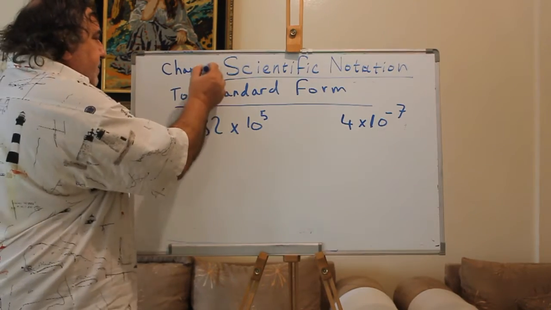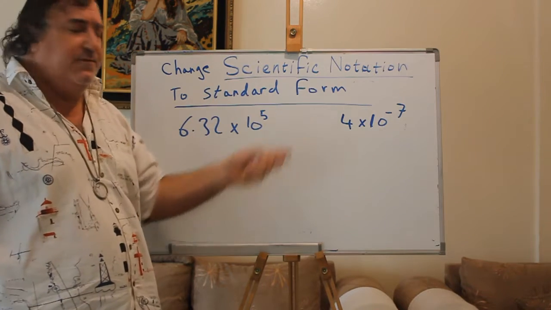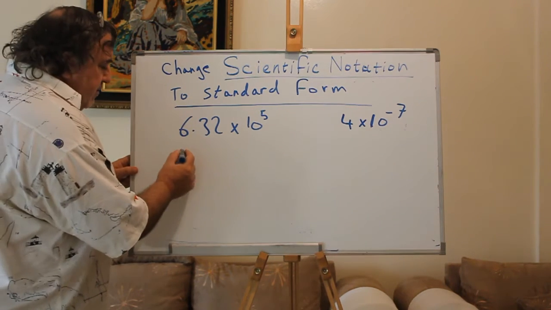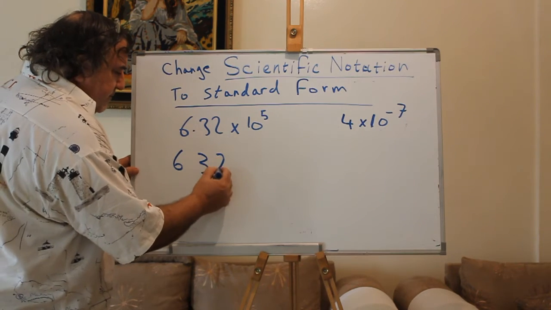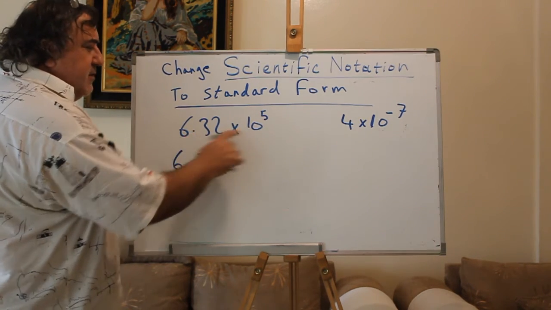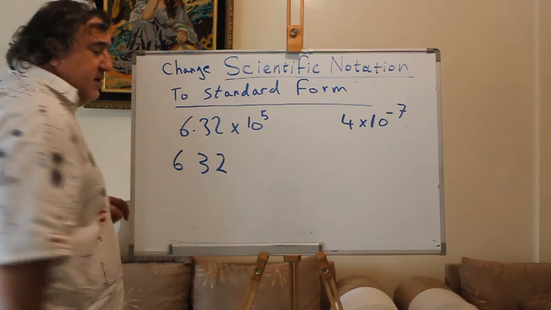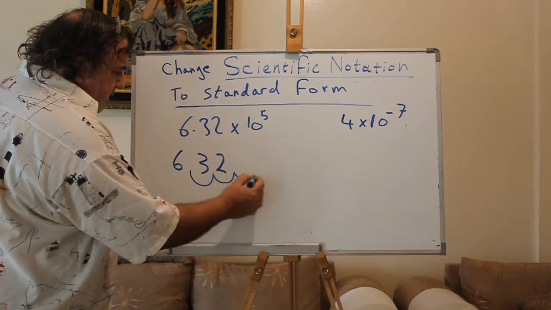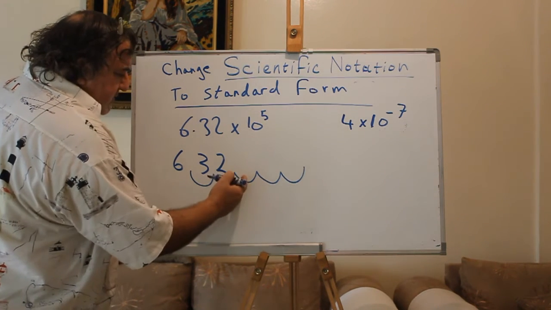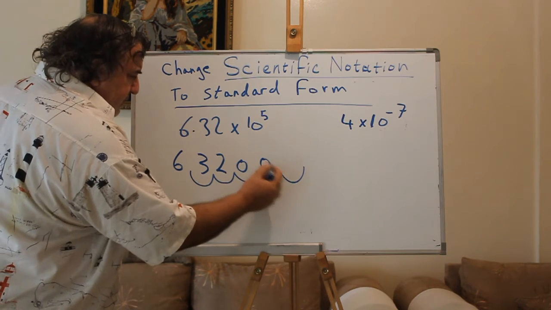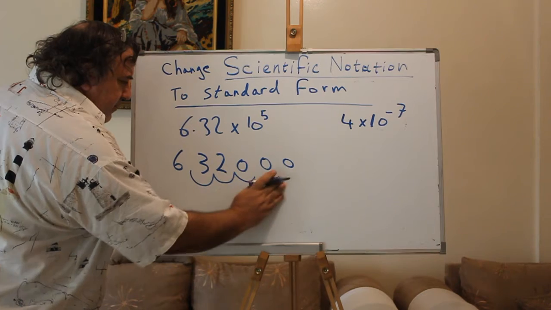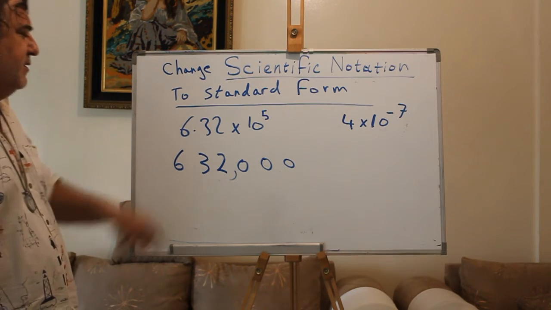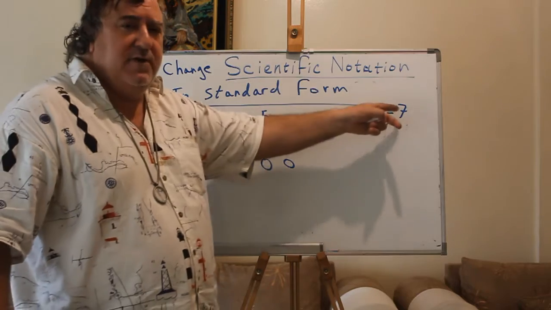Now, if I want to change the scientific notation to standard form, okay? If I have it in the form of scientific notation, how can I make it in standard form? It's very easy. Take 6.32 times 10 to the power 5. Now, because it's multiplying by a positive power, I have to move the point to the right. How many times? 5 digits. So I'll write here 1, 2, 3, 4, 5, and each gap I fill with 0, 0, 0, and this will be the number, 632,000.